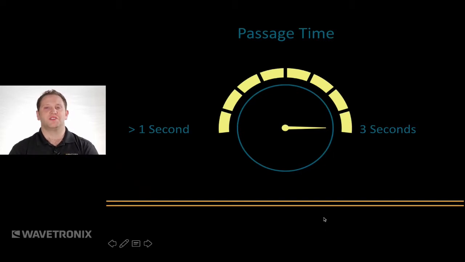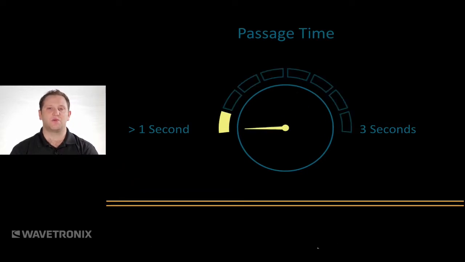So basically the three goals of passage time, ensure queue clearance, satisfy driver expectation, and reduce max out frequency, can be achieved with long zone detection and a smaller passage time. And that's something that we want to get to, a smaller passage time.